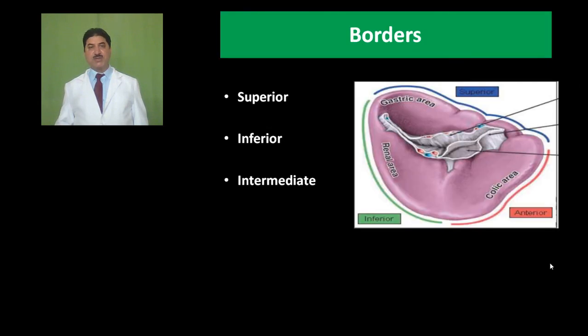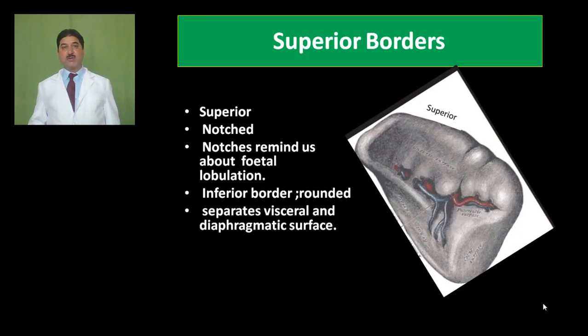It has three borders: superior, inferior, and between the two lies the intermediate border. Some authorities consider the anterior or lateral end of the spleen as a border. So in that case, there are four borders of the spleen. The superior border is notched. Notches remind us about fetal lobulation. The inferior border is rounded and separates the visceral and the diaphragmatic surfaces of the spleen.